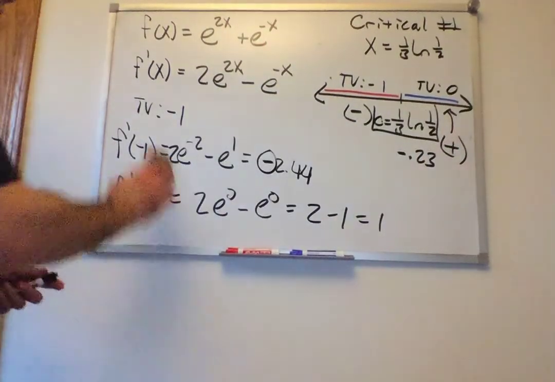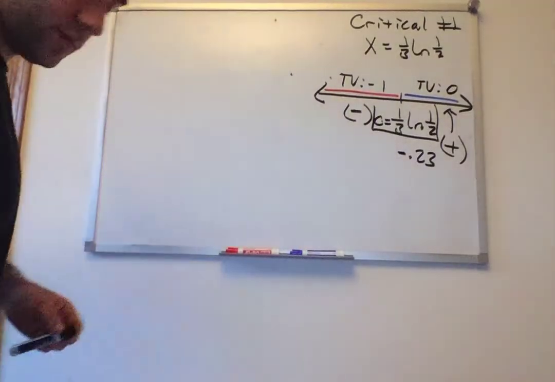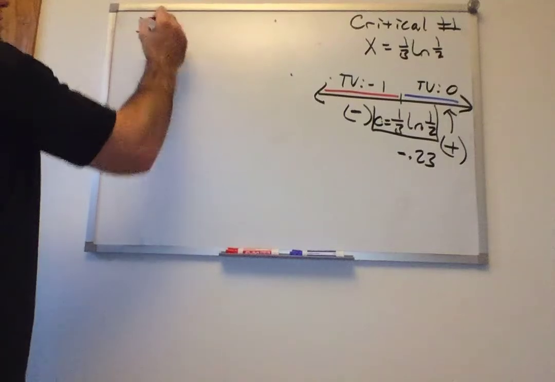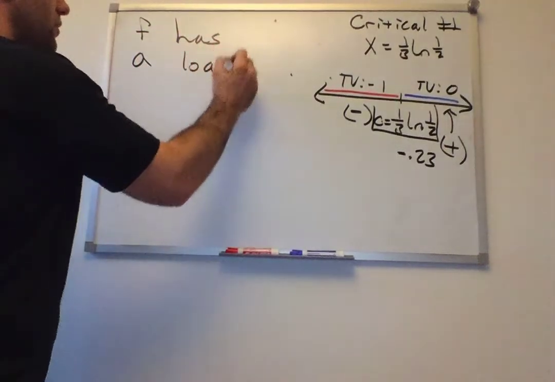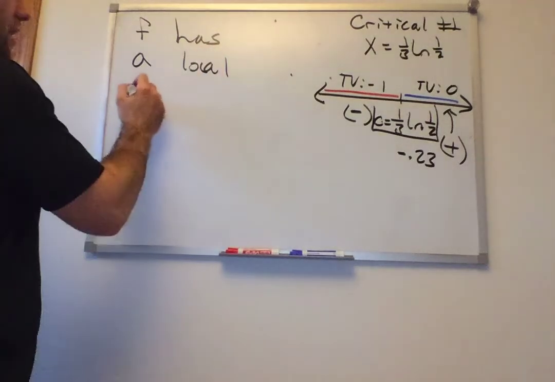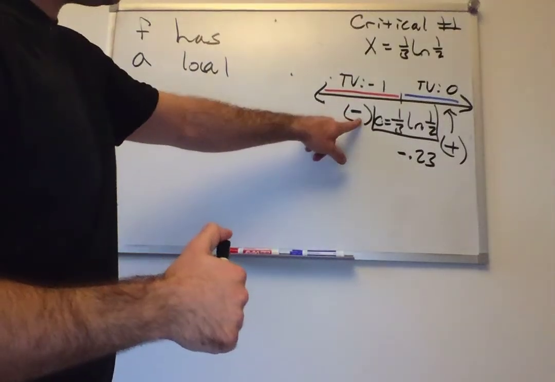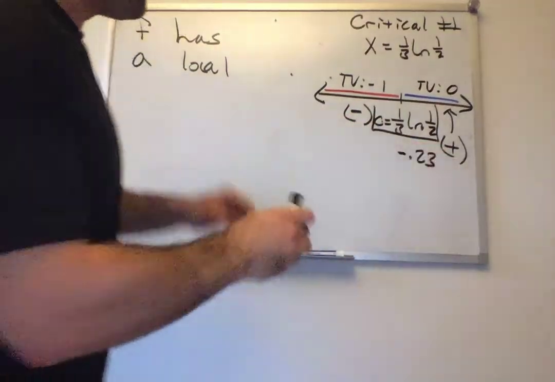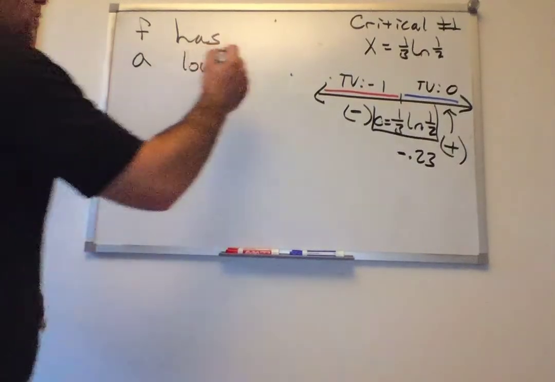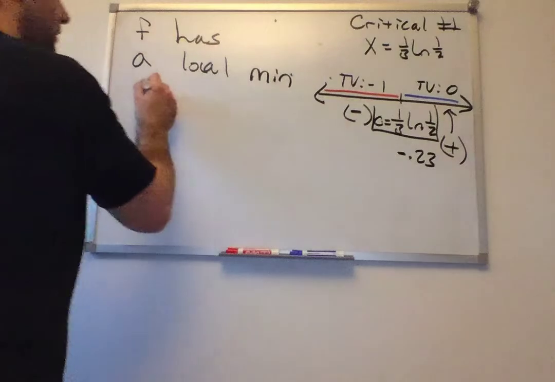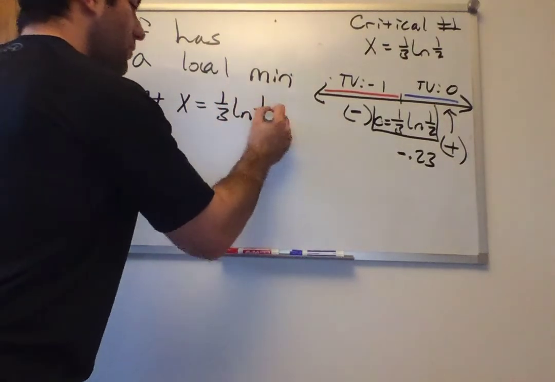So we could say our function f has a local, now this one is going from negative to positive. We're going from a negative slope to a positive slope. This is a local min at x is equal to 1/3 ln of 1/2.